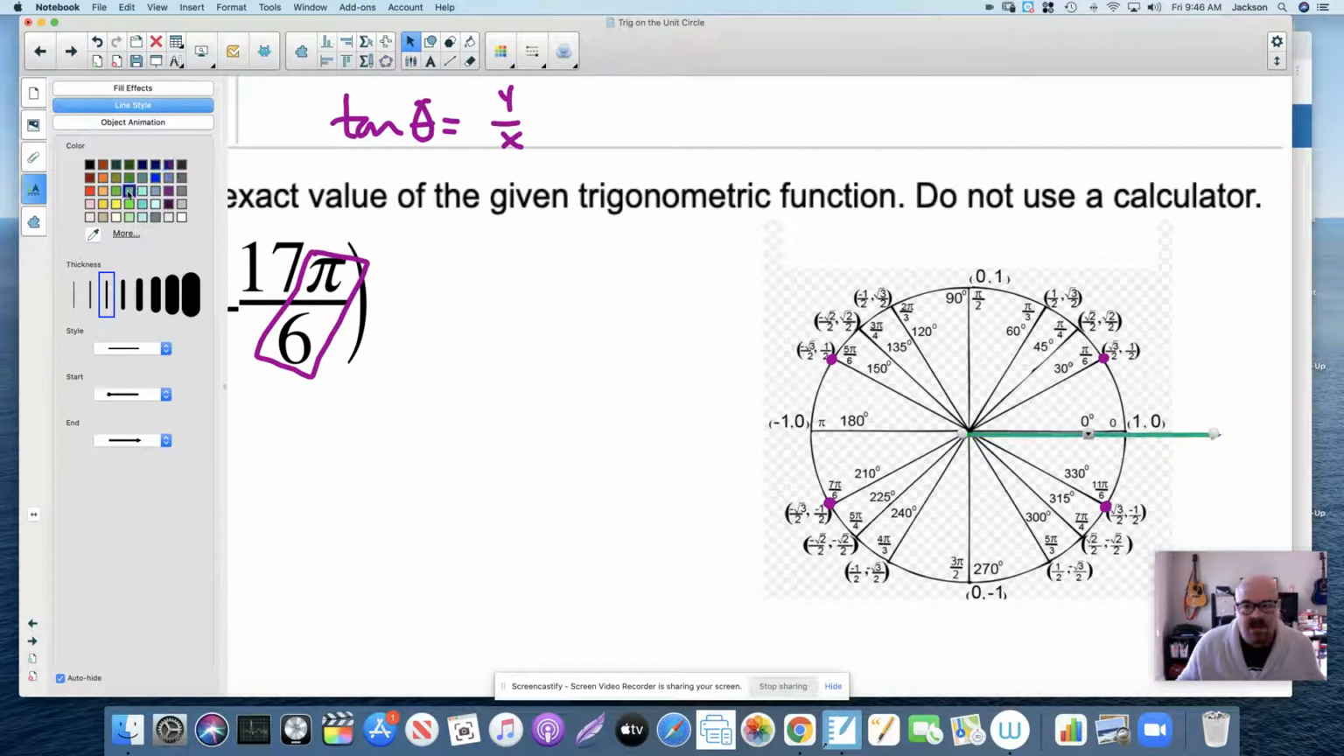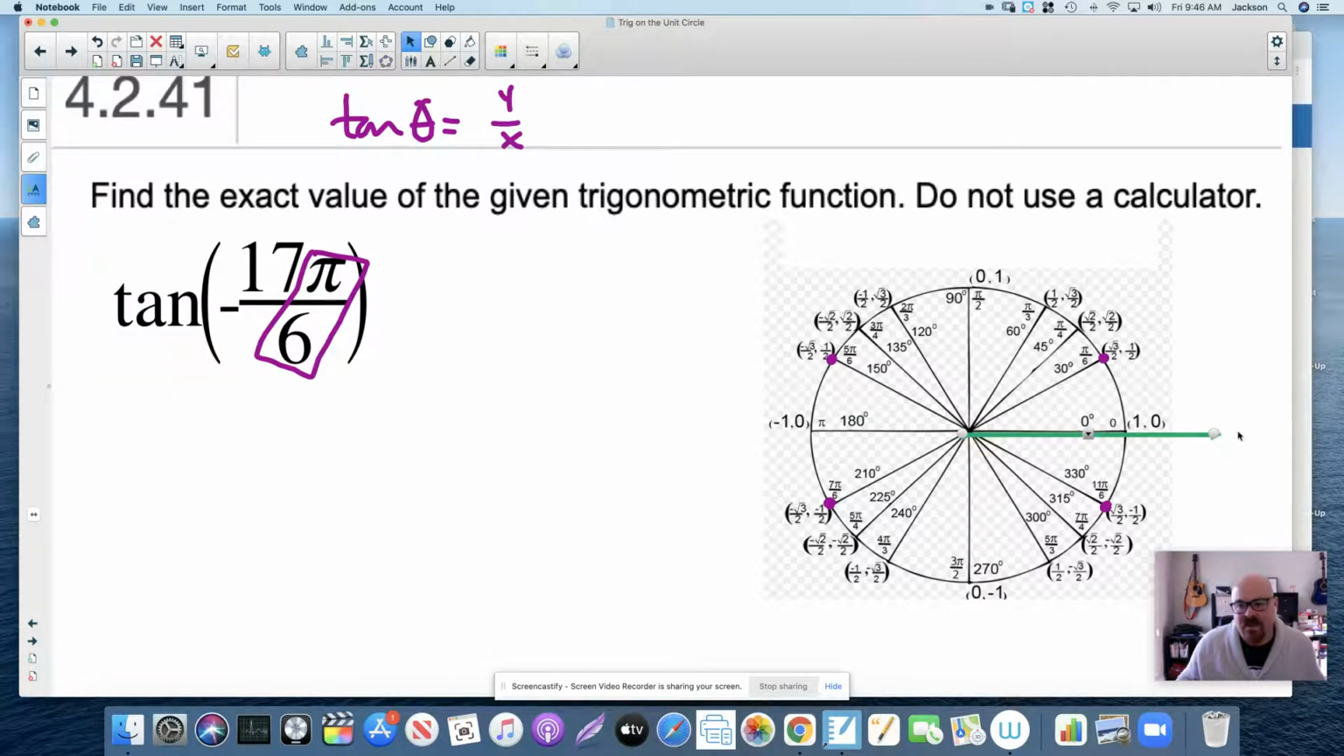Let's do green. Now what that means is I'm going to count negatively, and I'm going to count by pi over 6 angles as I move around the unit circle. Every 30-degree angle is pi over 6, whether I move positively or negatively. So I'm going to start here, and every 30-degree rotation is another pi over 6. So here's negative 1 pi over 6.